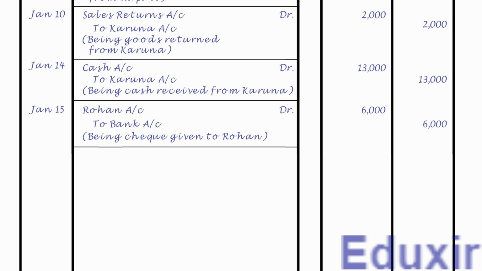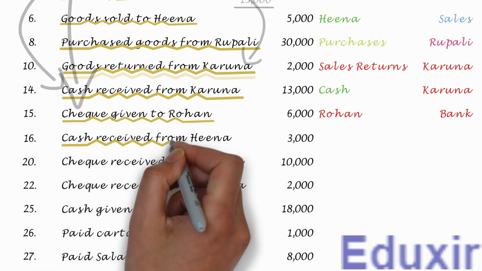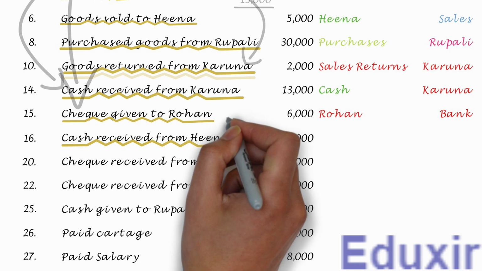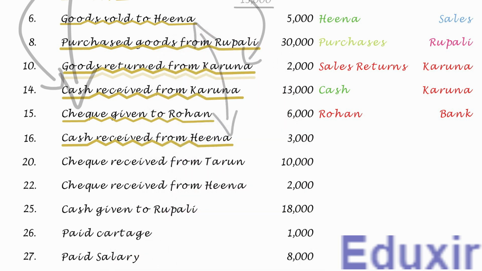Let us now take up the next transaction. In this transaction, the business has received a cash of 3000 rupees from Hina. This transaction is related to the transaction done on 6th January, wherein the business has sold goods worth 5000 rupees to Hina. Hina is now paying 3000 rupees in cash.